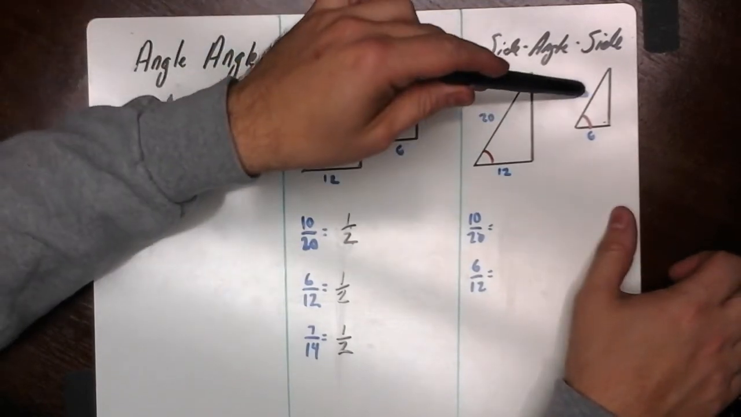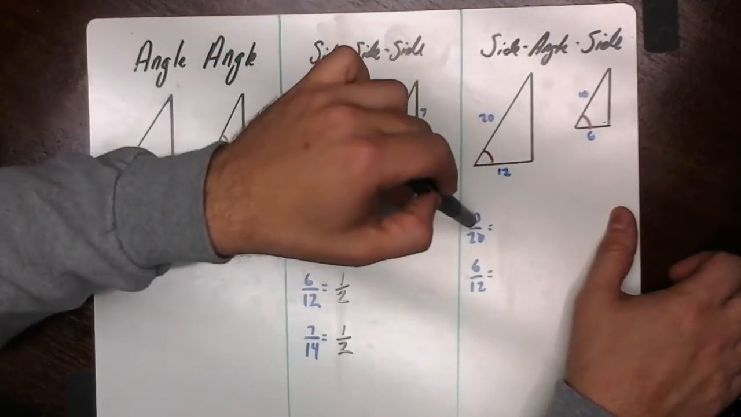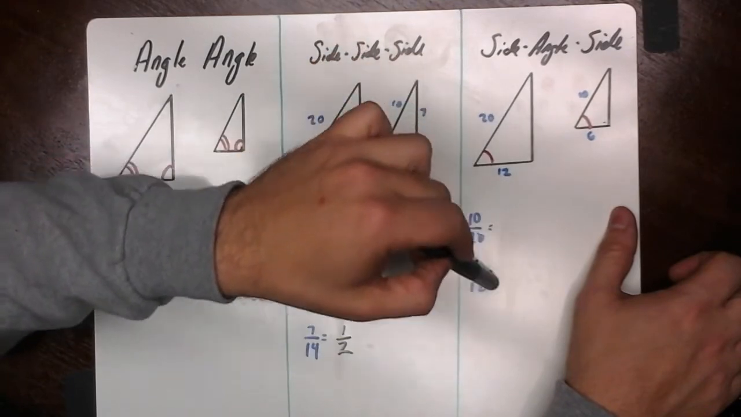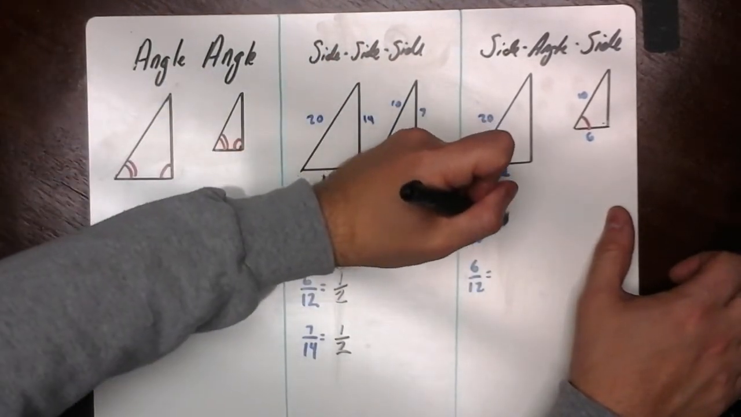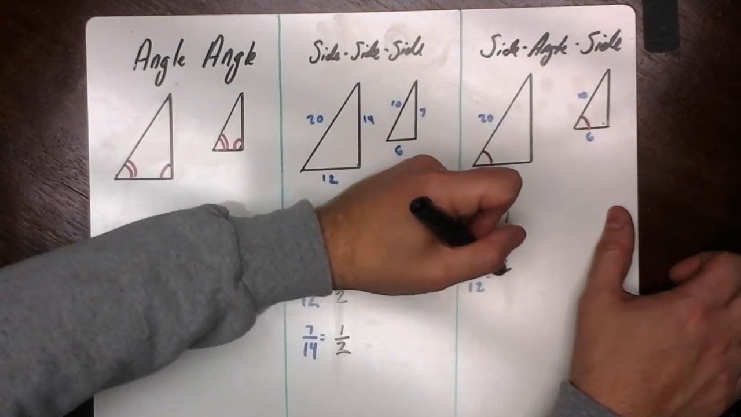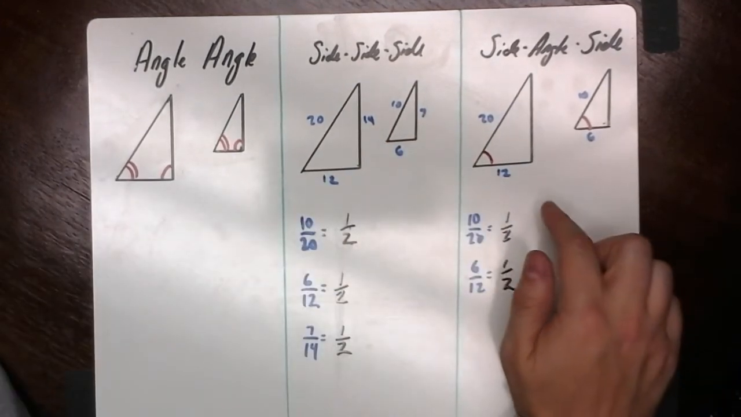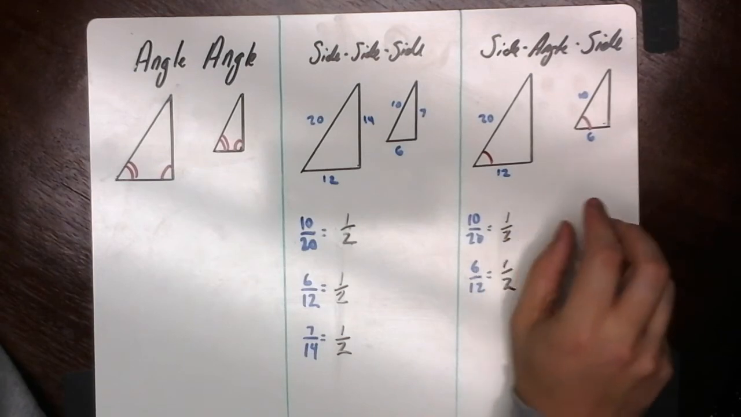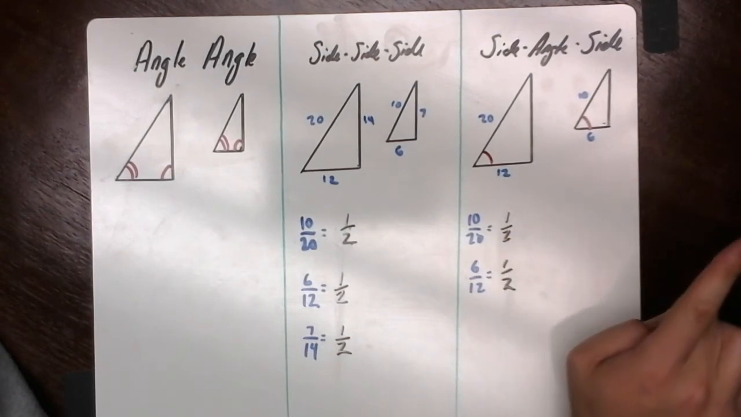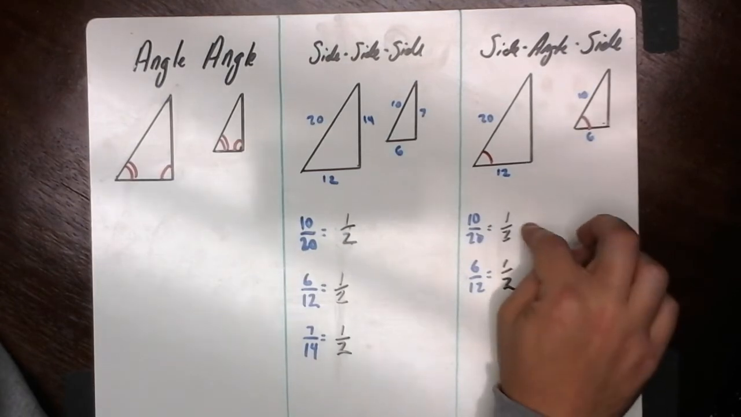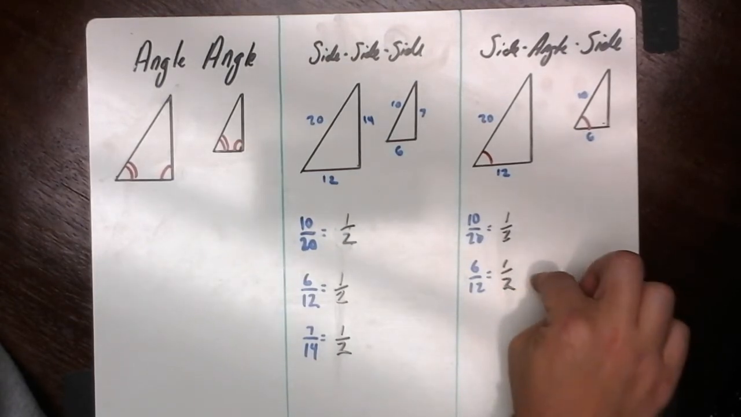So what I did is I picked the two large sides, put them together, and the two small sides and put them together. And I'm going to reduce the fractions. So 1/2, 1/2 again. That means these are similar. Now, if you decide to convert these to decimals, let's be clear. This has to be 0.5 and this has to be 0.5.